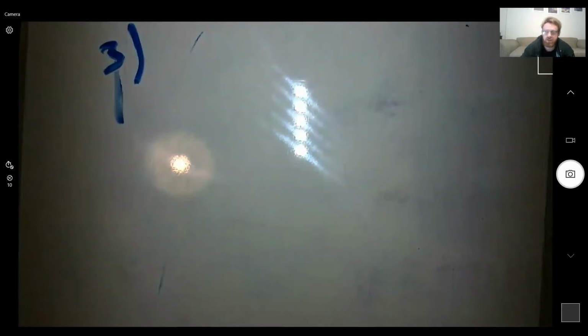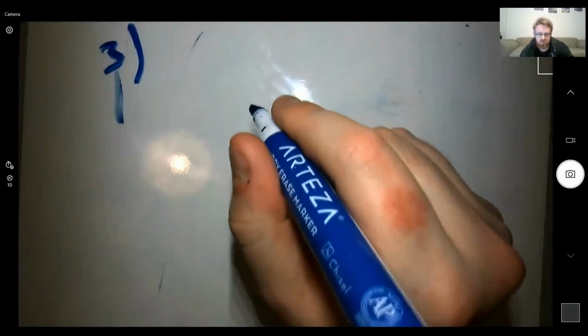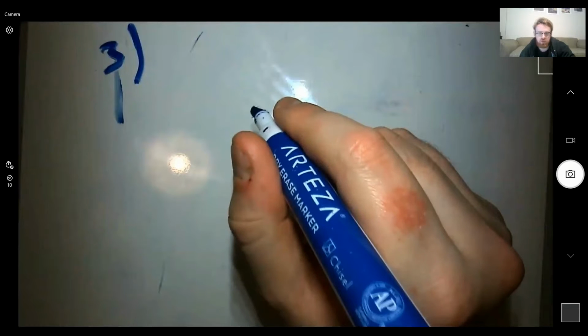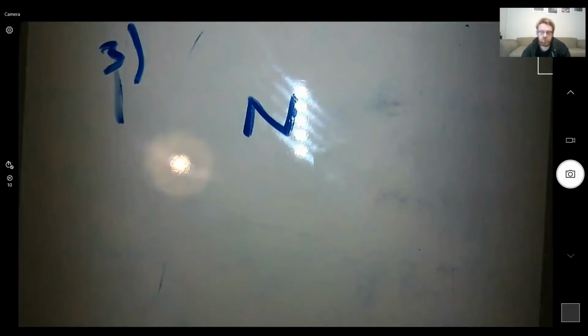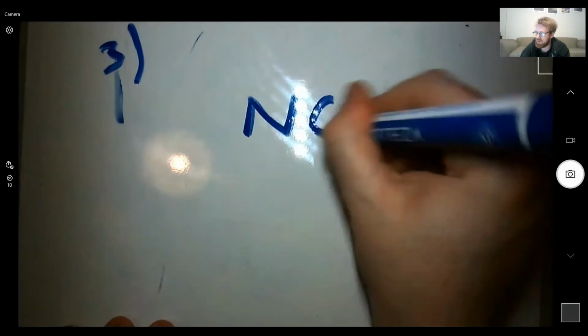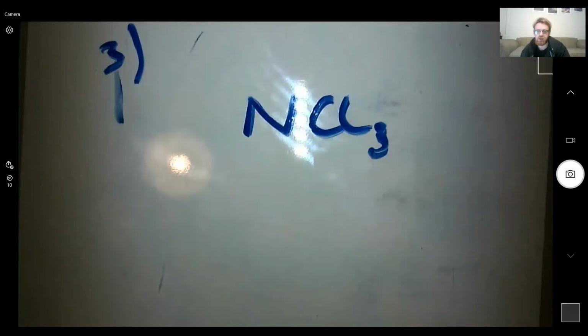Number 3 is for nitrogen trichloride. Okay, so nitrogen, no prefix, just gets a 1. Trichloride, Cl3. Remember, for prefixes, you don't swap it. If it's got a prefix, that tells you the number. You don't need to do anything to it.